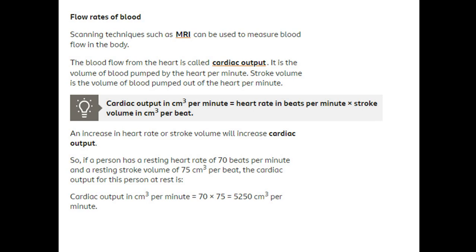If a person has a resting heart rate of 70 beats per minute and a resting stroke volume of 75 centimetres cubed, the cardiac output for this person will be the beats per minute times the stroke volume. So it's 70 times 75, which equals 5,250 centimetres cubed per minute.